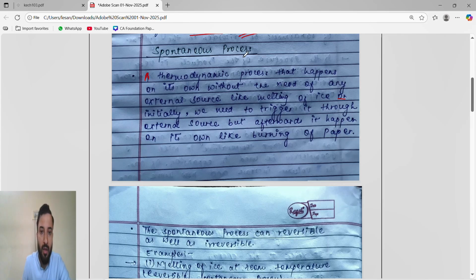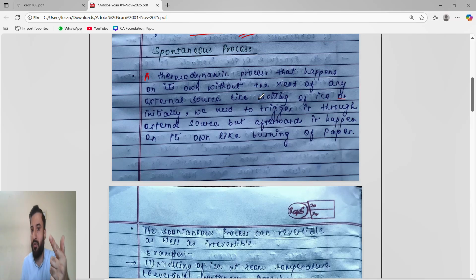Okay. So spontaneous process means a thermodynamic process that happens on its own without the need of any external source. Without the need of any external source, it is happening by its own. We are not doing anything. Just we take out the ice cube and we kept the ice cube at room temperature. Now the melting of ice process will happen by its own without the need of any external source. That is the first condition.